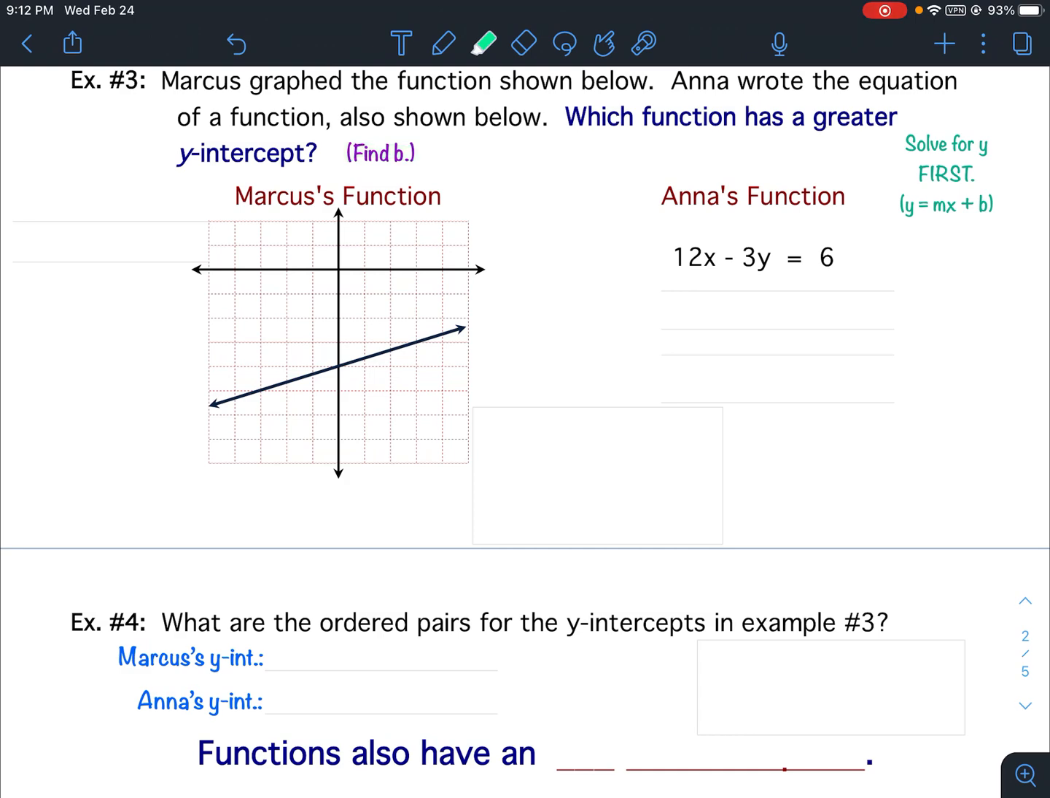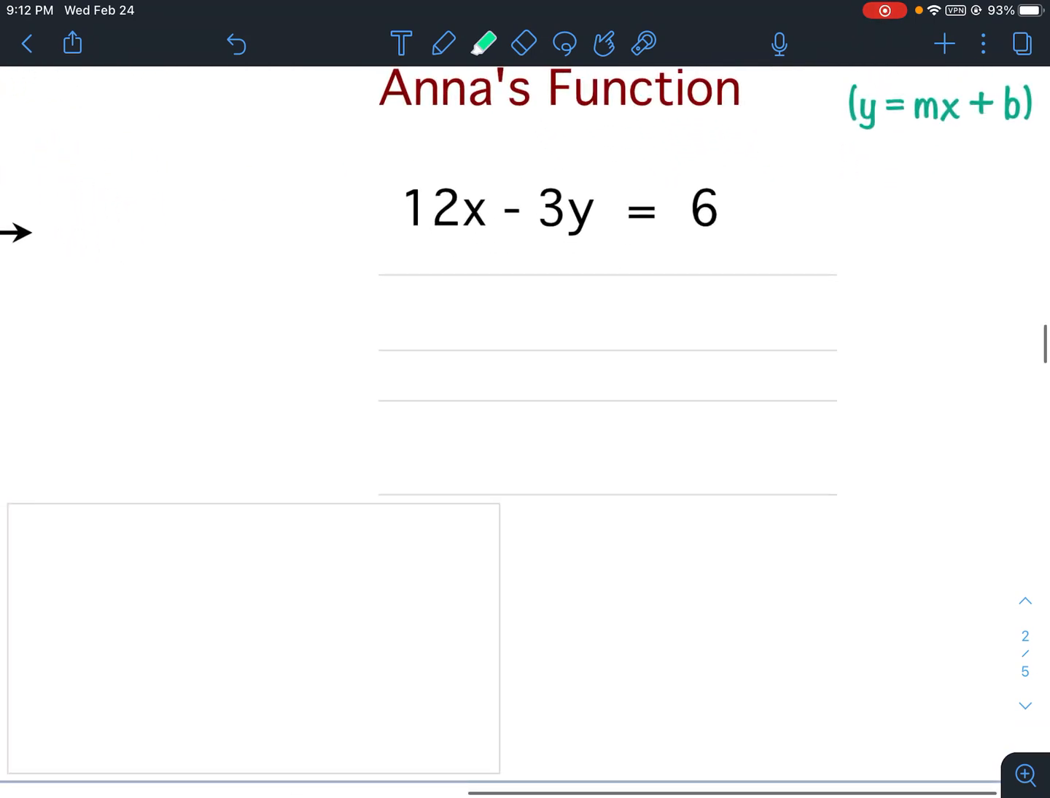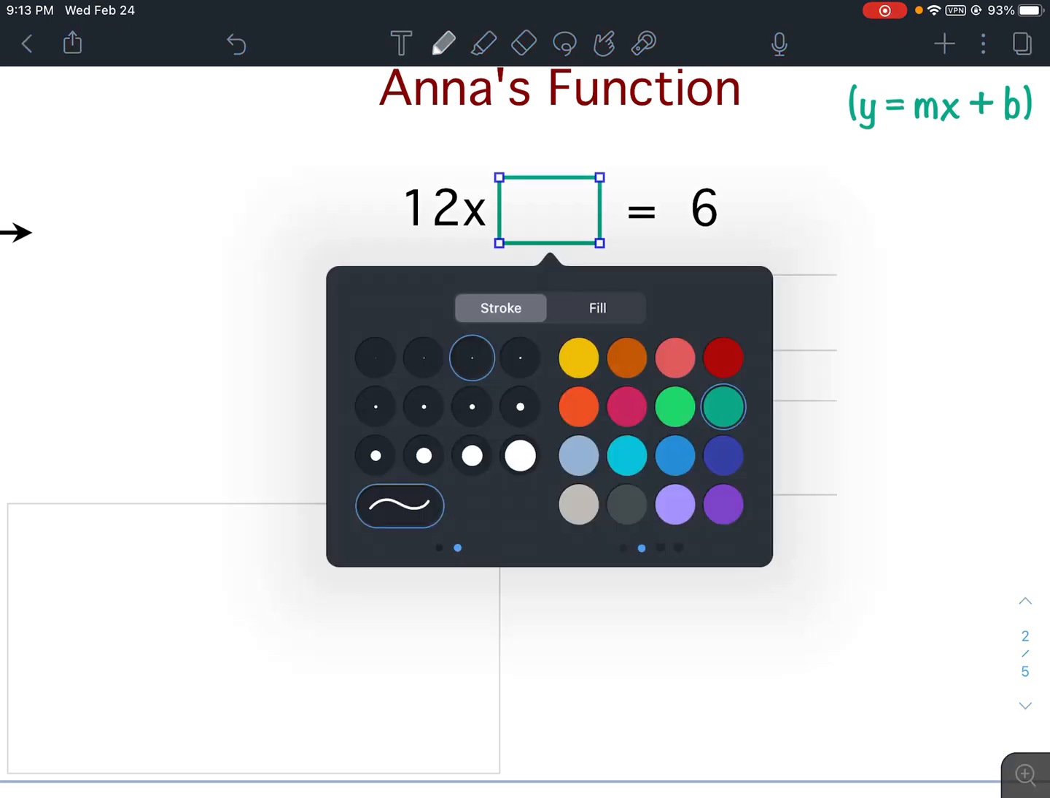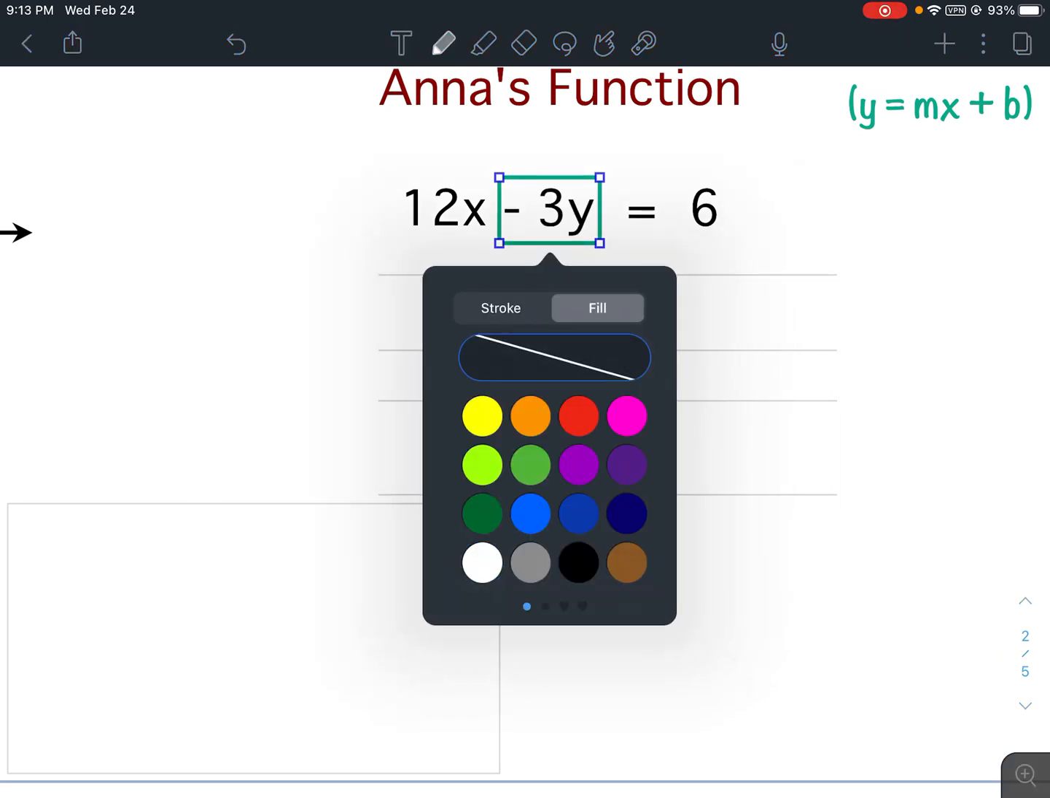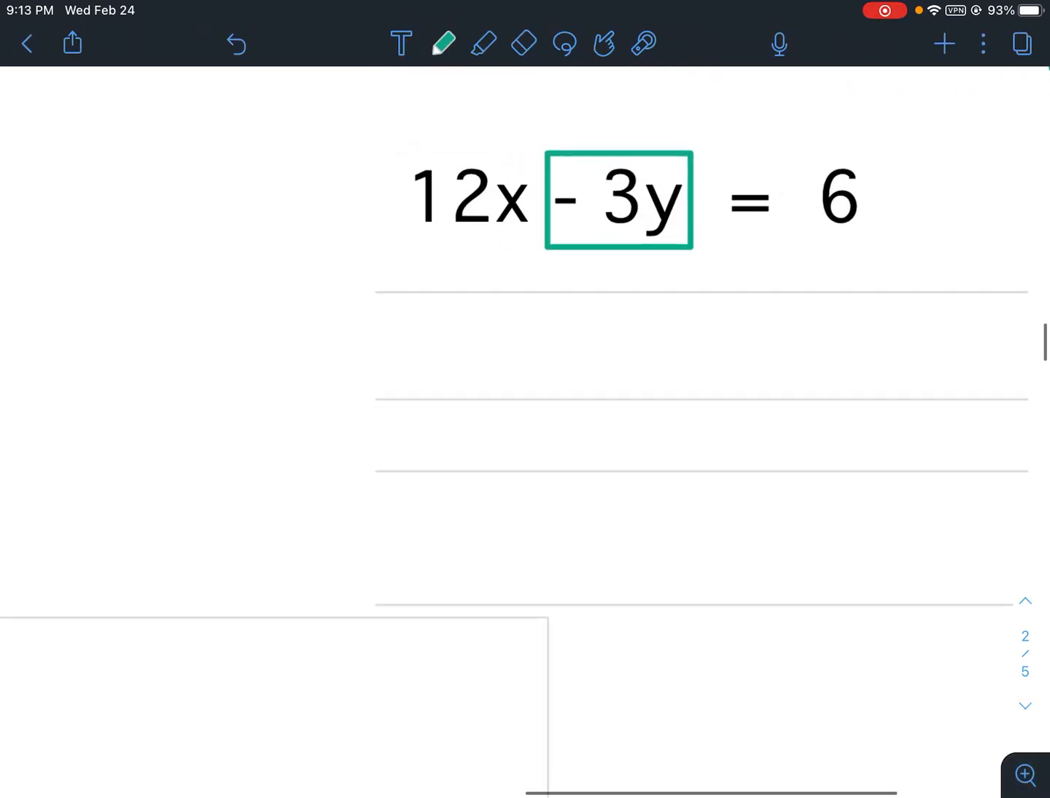All right, let's start with Anna's function. So if I want to solve for y, let's go ahead and box our y term. All right, and we're going to get rid of the 12x using the inverse operation. So I'm going to subtract 12x from both sides. We've done this before. This is nothing new.